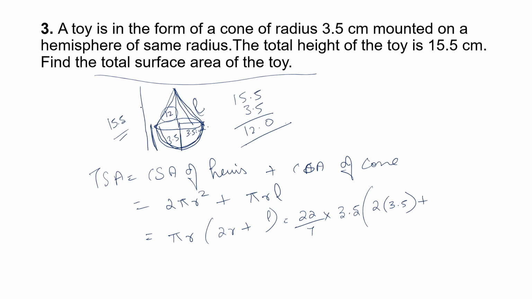Here you have to find out l, the slant height. Don't use this height h. So l square is equal to h square plus r square. So l is equal to square root of 12 square plus 3.5 whole square. You calculate and see, it comes to around 12 point something. See here, it is 144 plus 12.25. How much will you get?